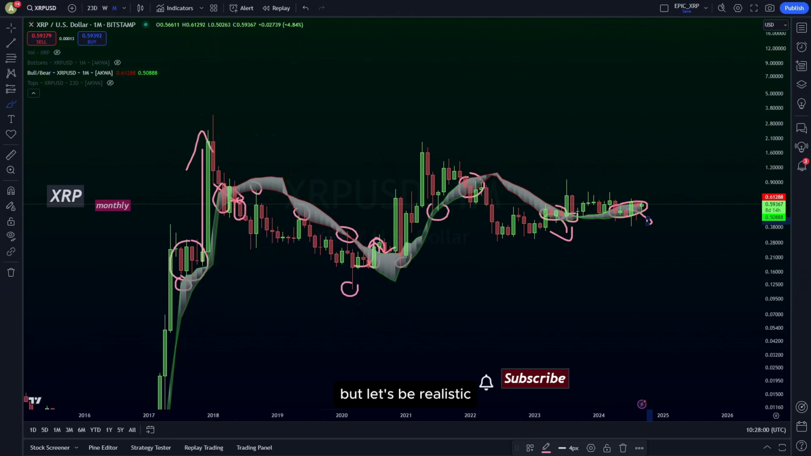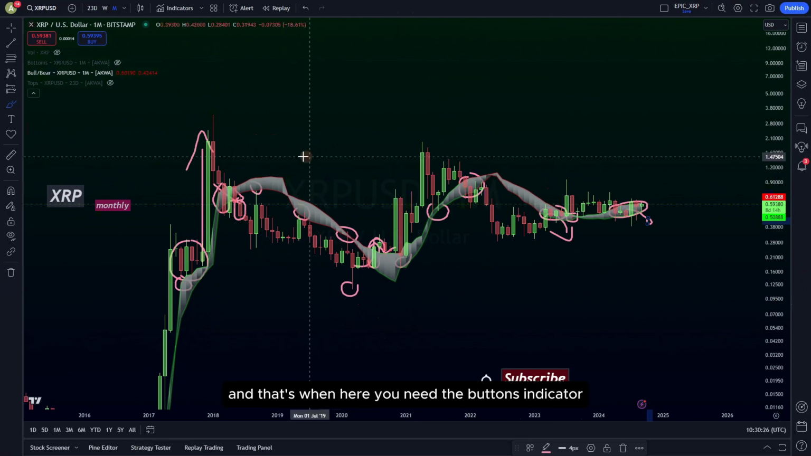But let's be realistic. Our goal is to minimize the risk, so to jump in or to get out of the market at the best time possible. So once you know if the market is in a bull phase, a bear phase, or in an indecision phase, you can look for tops, bottoms, or pivot points, major pivot points in the market. And that's when you need the bottoms indicator.